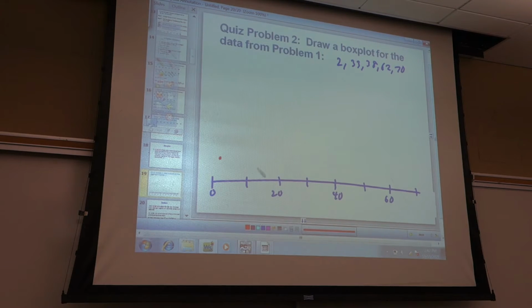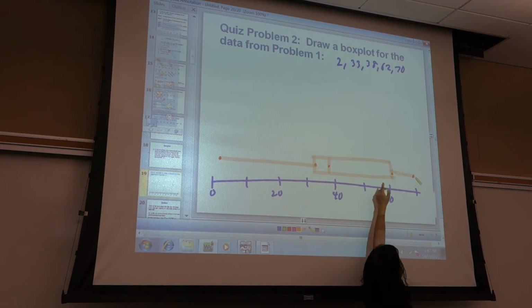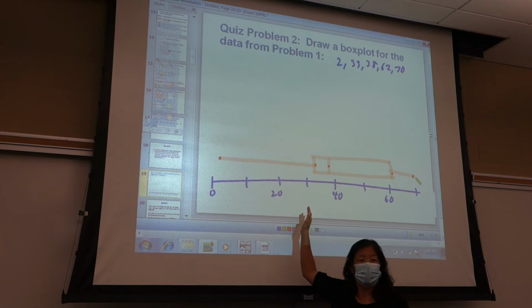2, 33, 38, 62, 70. And then you're going to draw a box through these folks here, through the middle through Q2, and then little lines out to the end. Right? So you can see that, oh, there's a big old outlier over here, and these guys are really close together. And this is kind of long, and then this is also sort of short. Right? So you can kind of see from the picture how it should look.